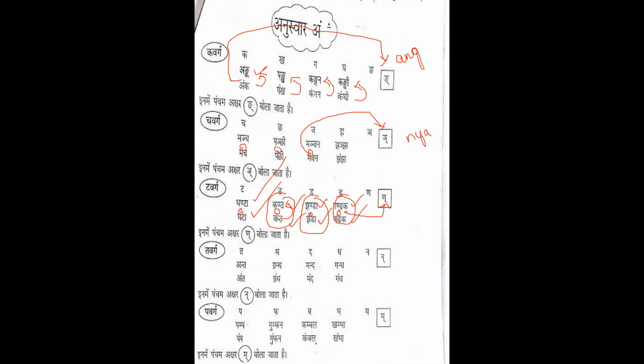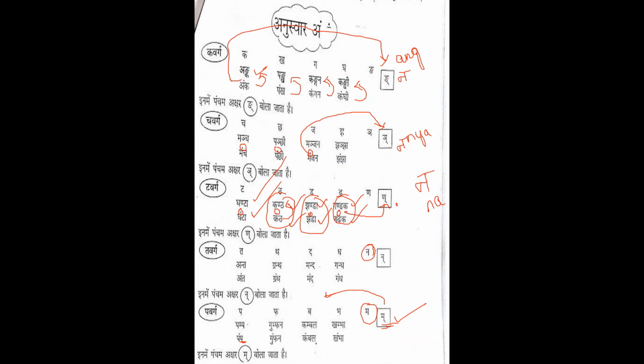Ant, Grant, Mand, Gand. In the same manner, Pavarg: pa, pha, ba, bha, the last letter is ma. So the dot sound should be the ma sound only, not na or something. Pump, Gumfan, Kambal, Kamba. So Panchamakshar. You have to see which varg comes after the dot, and that is the rule. Normally, if you say na, that will be enough. If you tell the pronunciation, no mistake will happen.